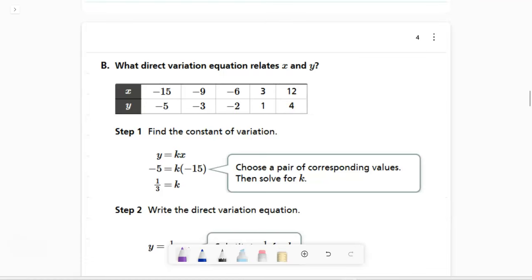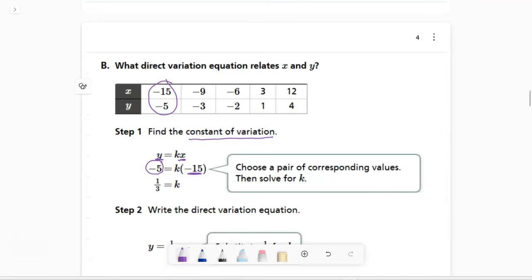So in this one, they're asking again for an equation. And first you have to find the constant of variation. So you could have taken any of these numbers right here on this table. They picked these two numbers, okay? They plugged in the negative 5 for the y right here, and they plugged in the negative 15 for x right there.